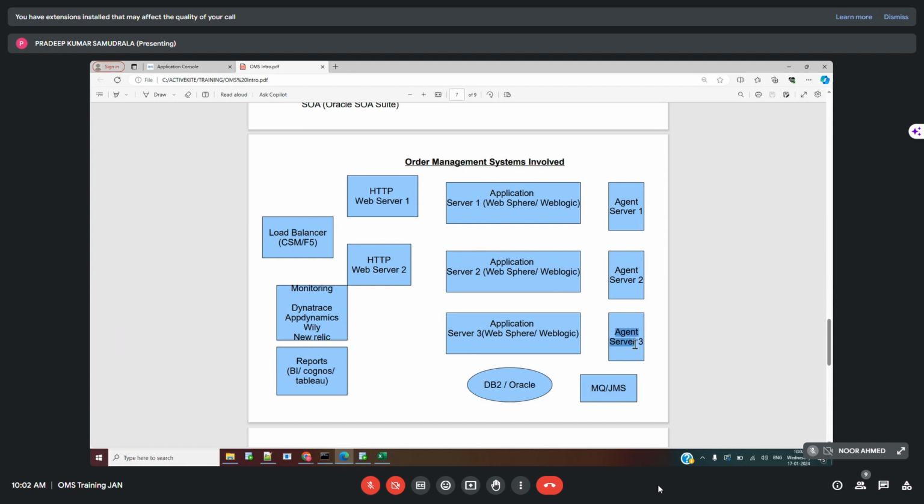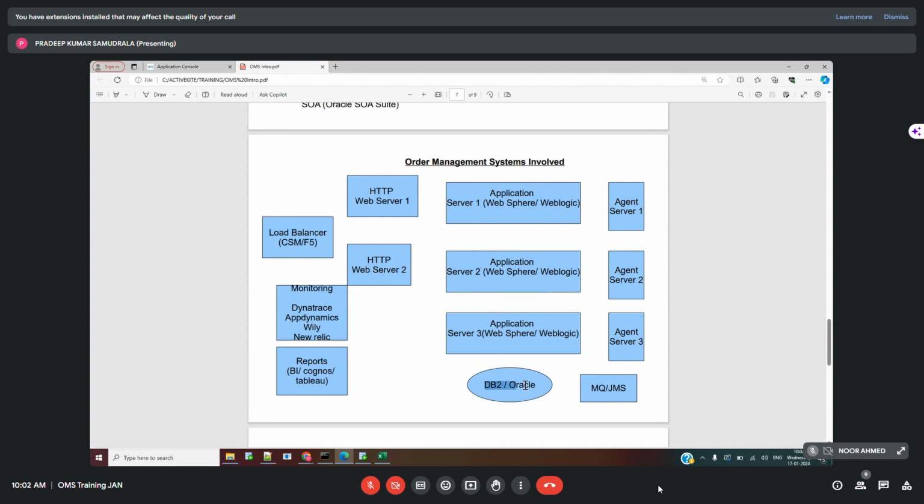An agent server is a small Java program which keeps on running to process our orders from one status to another, or even to have the order flow from one process to another process. So we have n number of agent servers, and all the agent servers can be run on a single box, or we can have multiple boxes running these agent servers.